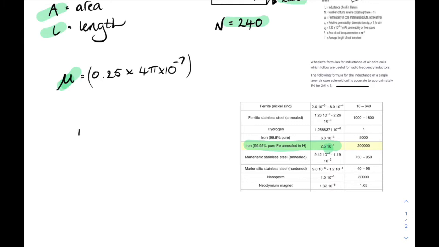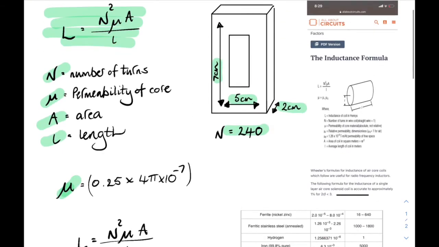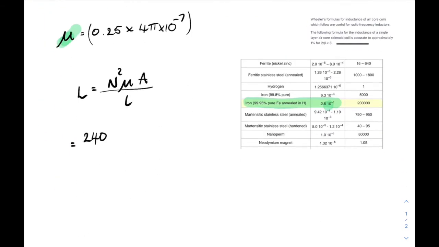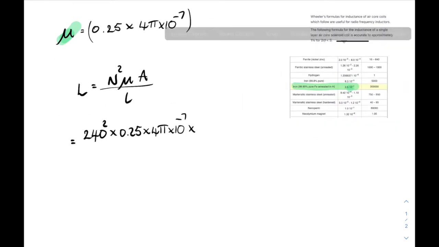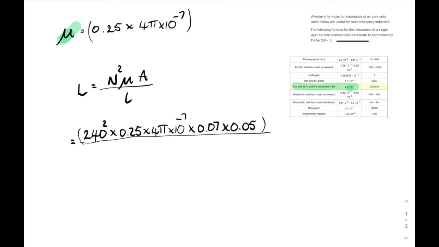So let's calculate that. So there's our relationship. L equals N squared mu A over L. N was 240. Mu is going to be 0.25 times 4 pi times 10 to the minus 7. And the area of our coil, well, it was 7 centimetres by 5 centimetres. And we want to divide all of that by the length of the coil. Well, the coil was only 2 centimetres thick. If I do all that on my calculator, I get an answer for the inductance of the coil of 3.17 times 10 to the minus 3 henries.